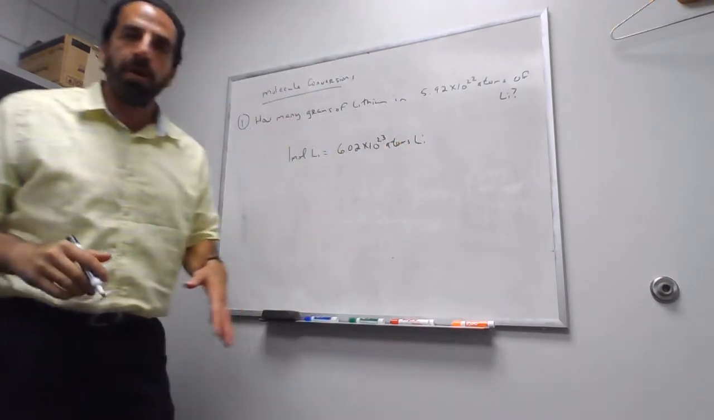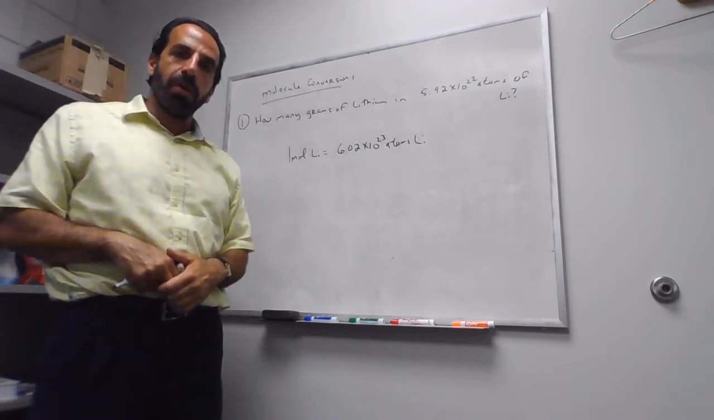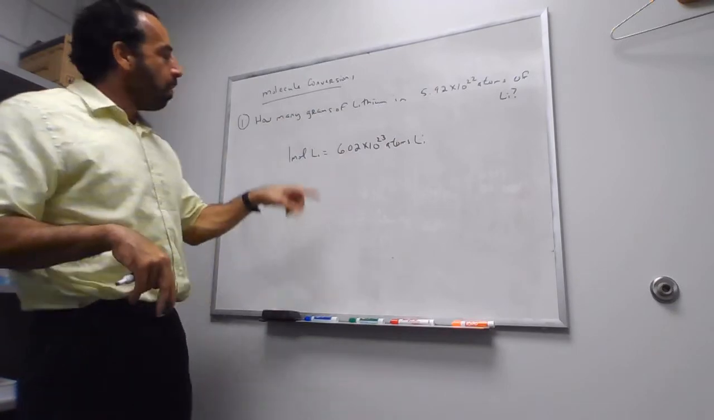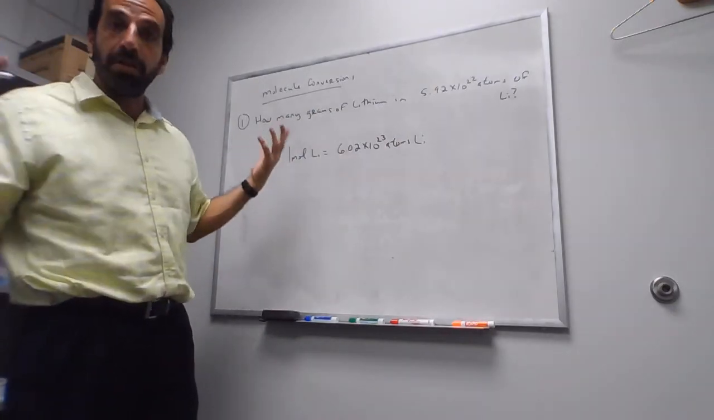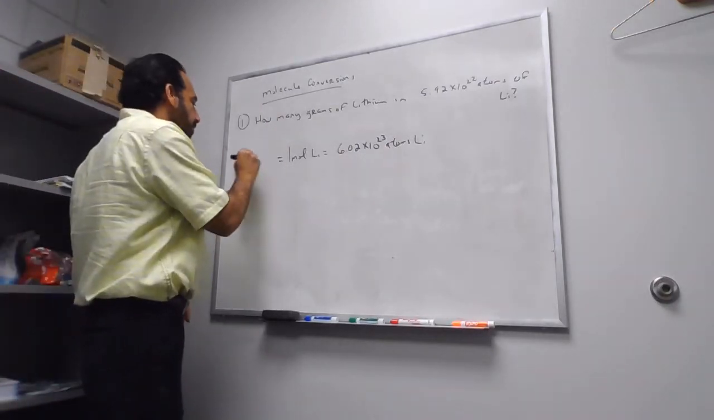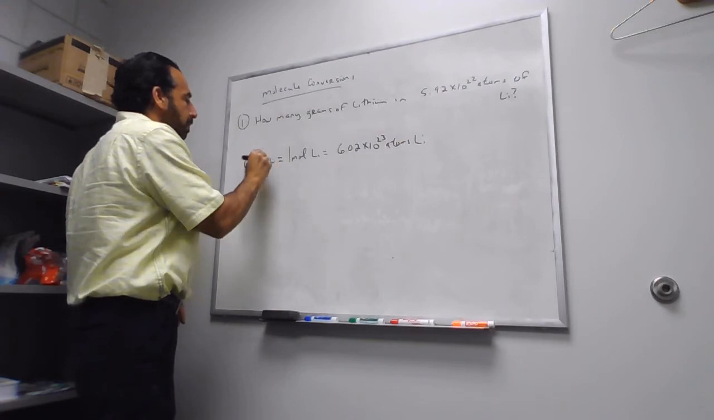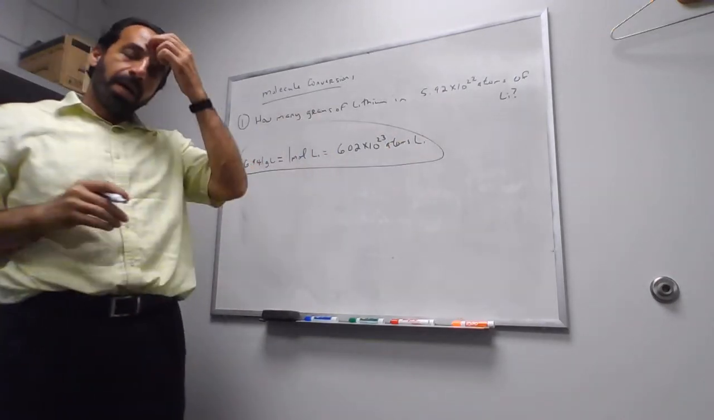So that's a crucial conversion. 1 mole of lithium is 6.02 times 10 to the 23rd atoms of lithium. Now, we need to get to grams eventually. Remember, 1 mole of anything is equal to the molar mass of that element or compound in terms of grams. So in this case, I'll look it up. Again, that's from the periodic table.